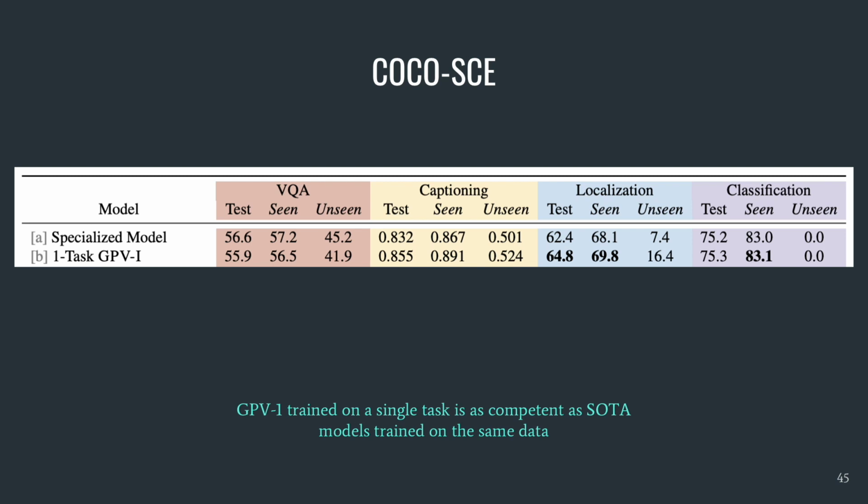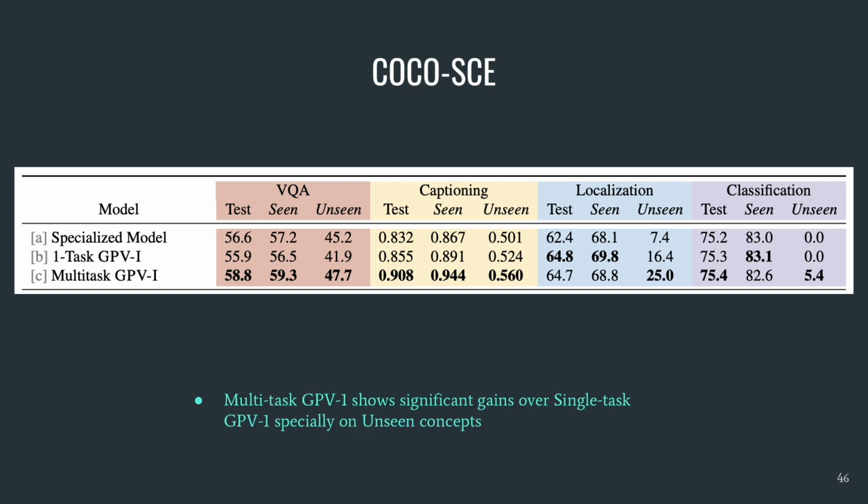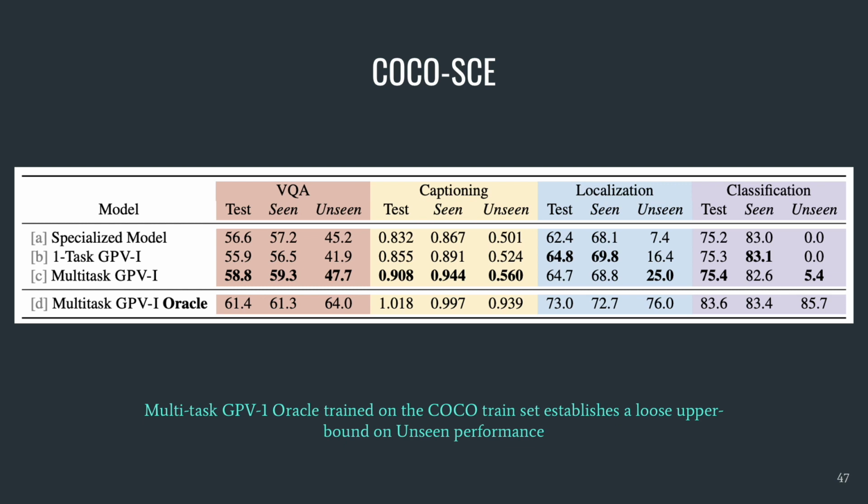First, we see that GPV1, when trained on individual tasks, is as competent as the state-of-the-art models trained on the same data. However, when trained jointly on 4 tasks, GPV1 shows significant gains over single task GPV1, especially on unseen skill concept combinations. A significant gap still remains between performance on unseen concepts for each task. Finally, we establish an oracle upper bound on unseen performance by training on the original COCO train set that lets the model see the skill concept combinations that were held out from the COCO-SCE train set.